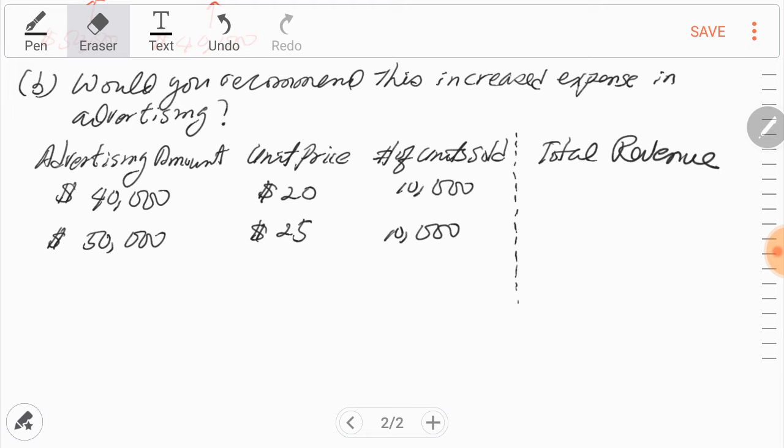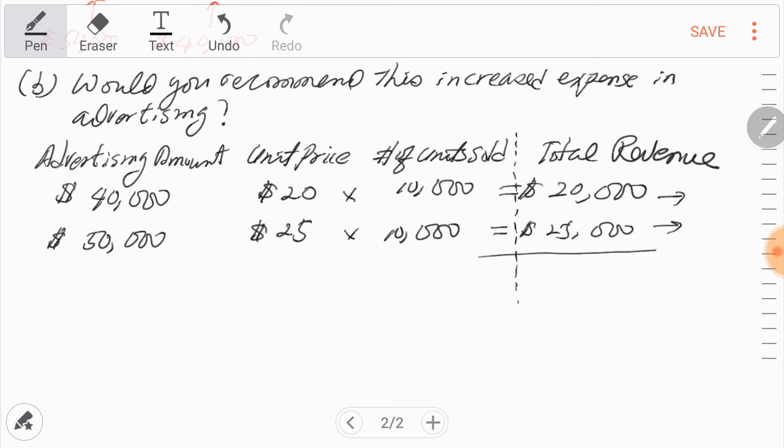So for advertising amount is 40,000. The unit price is $20, and the number of units sold is 10,000. Then the total revenue is the product of these two. So 20 times 10,000 is equal to $200,000. That's the total revenue when the advertisement is 40,000. Okay, how about if the advertisement is 50,000? Then multiply the number of units times the unit price. So that will be $250,000. So these are the total revenues.